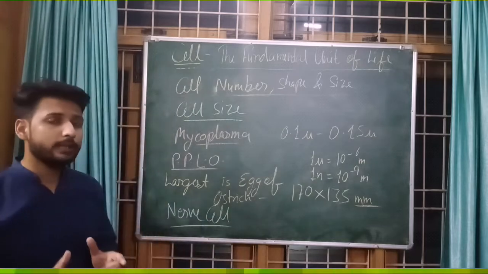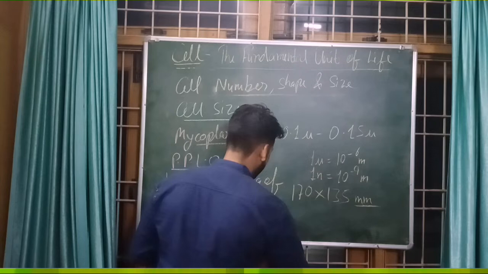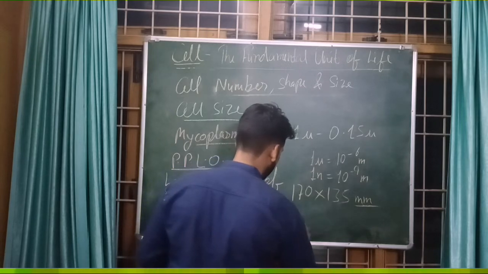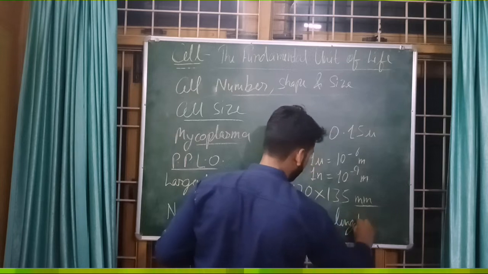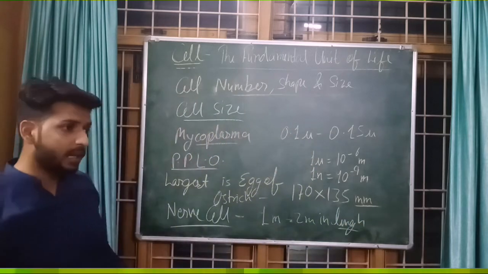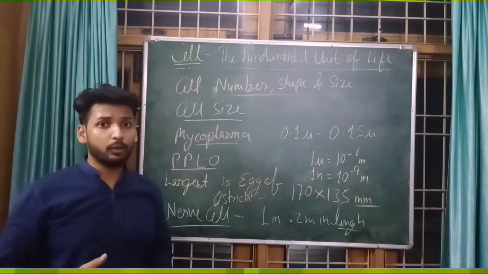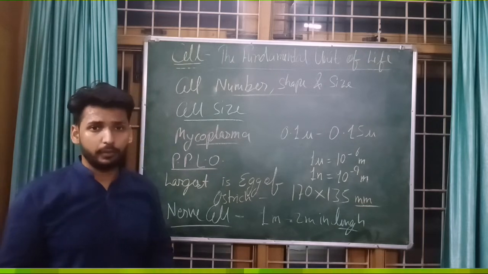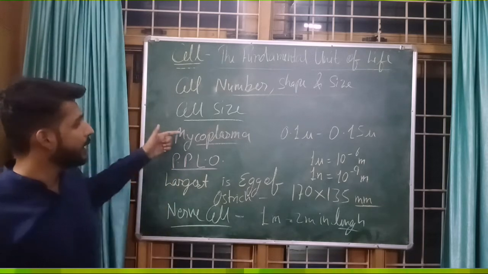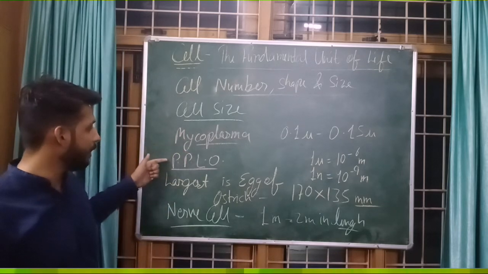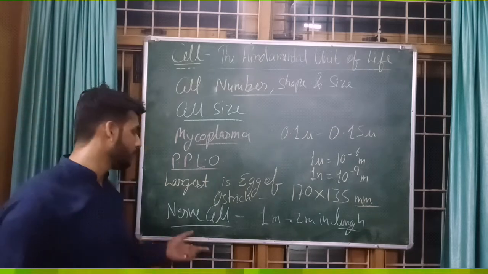Here, the nerve cell is the longest cell present in our body, about 1 meter to 2 meters in length. It starts from our brain and reaches to our various organs. Got it? So mycoplasma is the smallest cell, also known as PPLO. Largest cell is the egg of ostrich, and the longest cell is nerve cell.